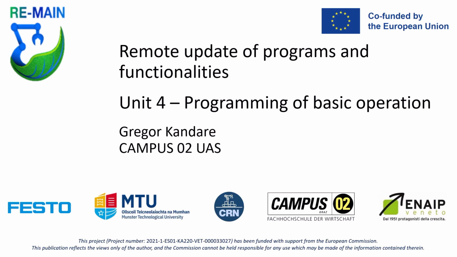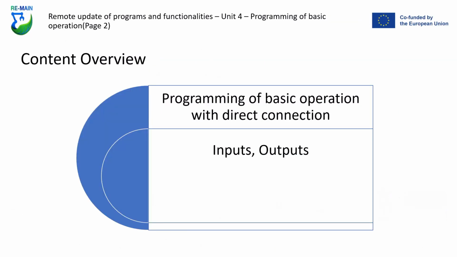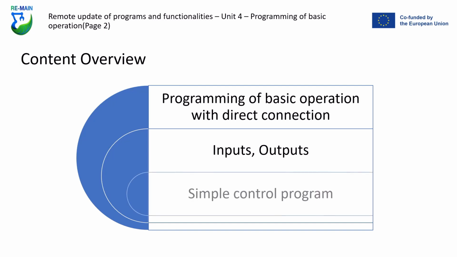Welcome to Unit 4 of the course Remote Update of Programs and Functionalities. The title of this unit is Programming of Basic Operation. So, as the title says, we will be testing direct connections of inputs and outputs. Furthermore, we will write a simple control program.